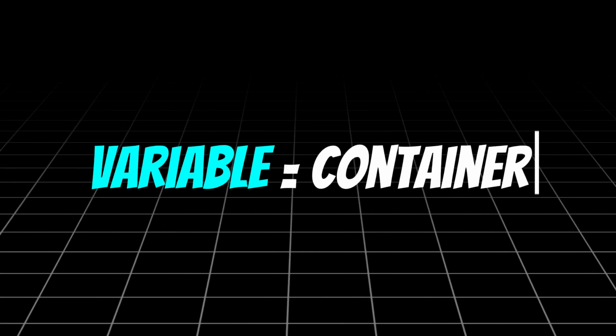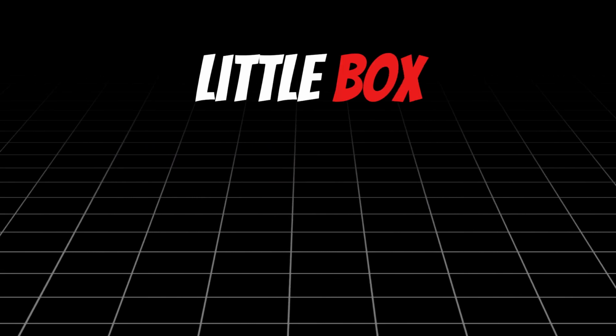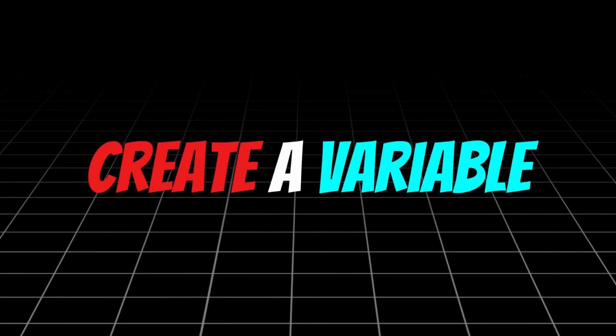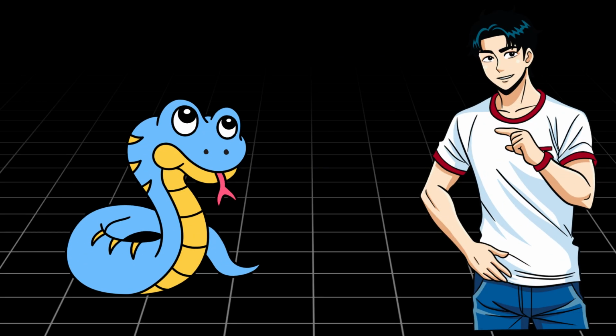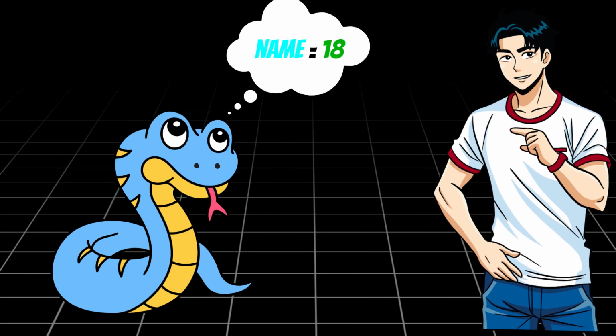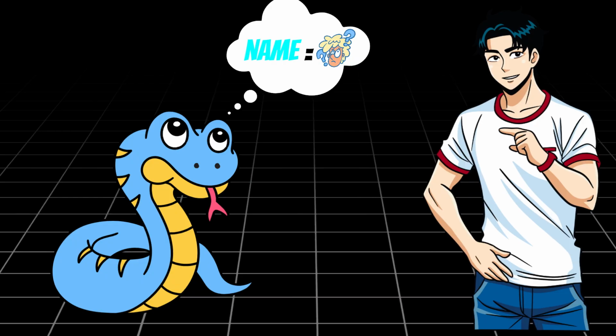In Python, a variable is like a container. You can think of it like a little box that stores something you want to use later. When you create a variable, you are basically saying, "Hey, Python, remember this value for me." That value could be a number, a word, or even something more complex. But do not worry, we will start simple.